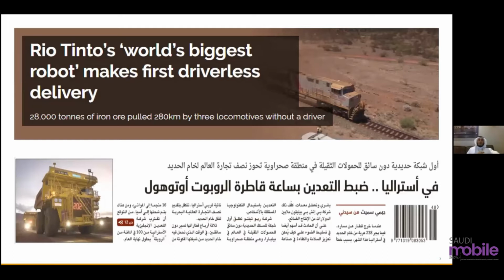This is another example: Rio Tinto's biggest robots that make the first driverless delivery. It can carry up to 28,000 tons of iron without a driver. It is not just a single robot that can do some tasks in your household or in the industry to carry from one corner to another. No, it is carrying tons and tons of iron and goods to other areas without the need for human intervention. This may affect dramatically the ecosystem of the world and the economics and so on.